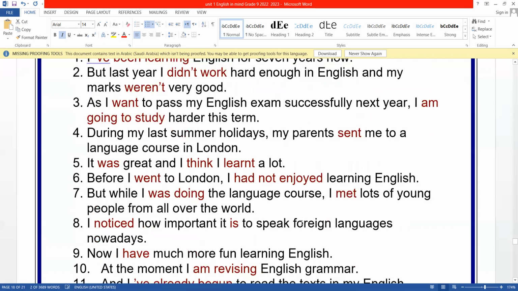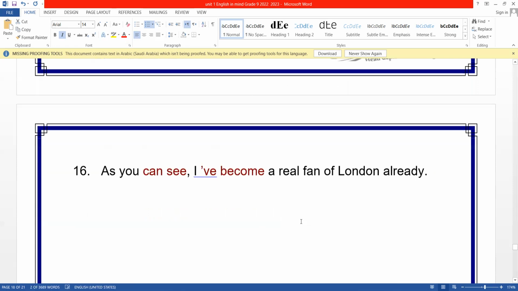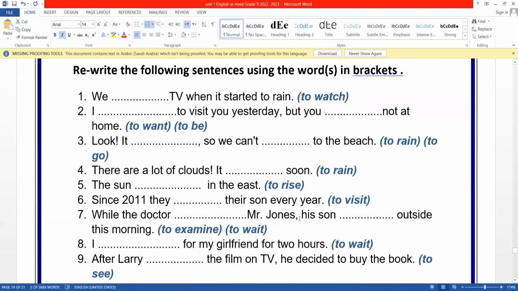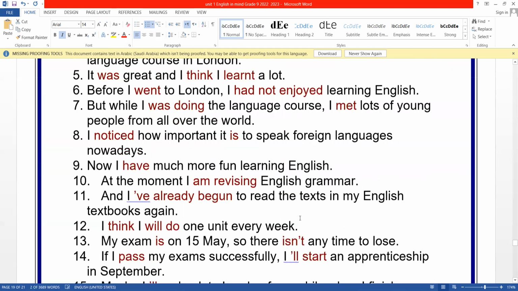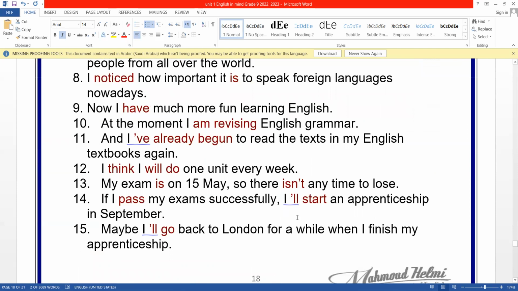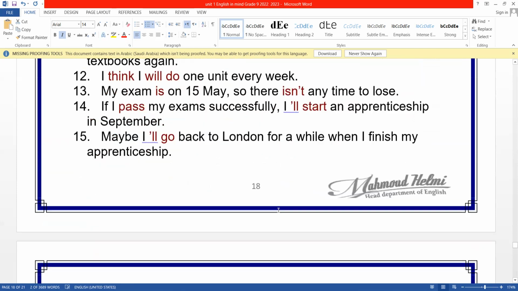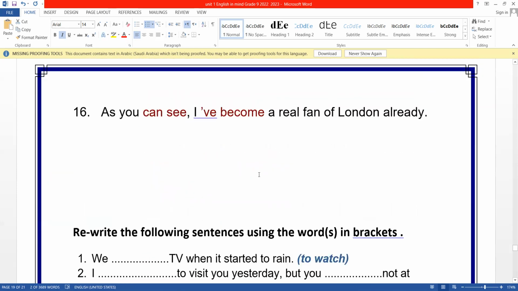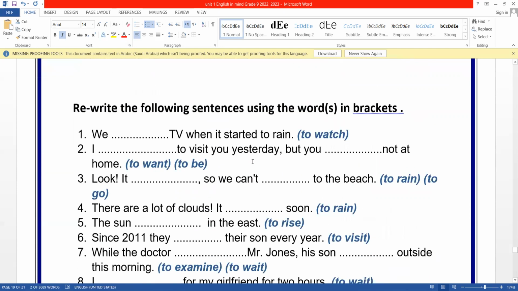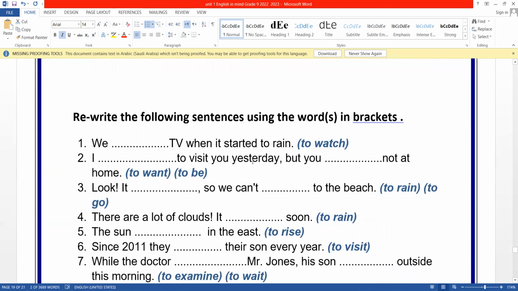Here is the answer if you want to check your answers. Let's check our answers. Yes, it's the same. Good job. Now we will do another exercise. Rewrite the following sentences using the words in brackets.